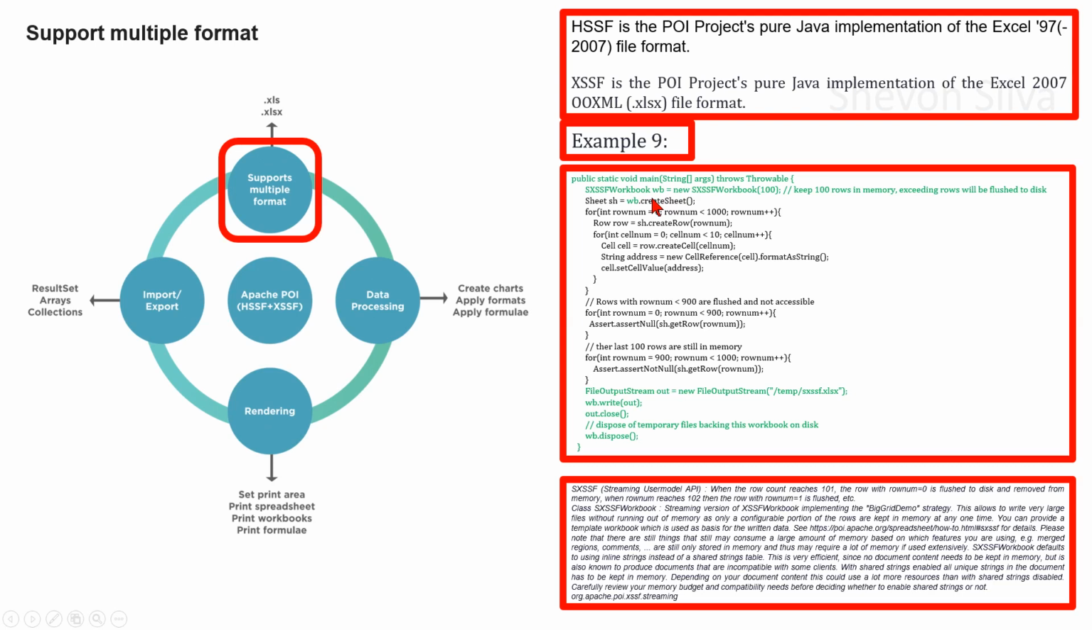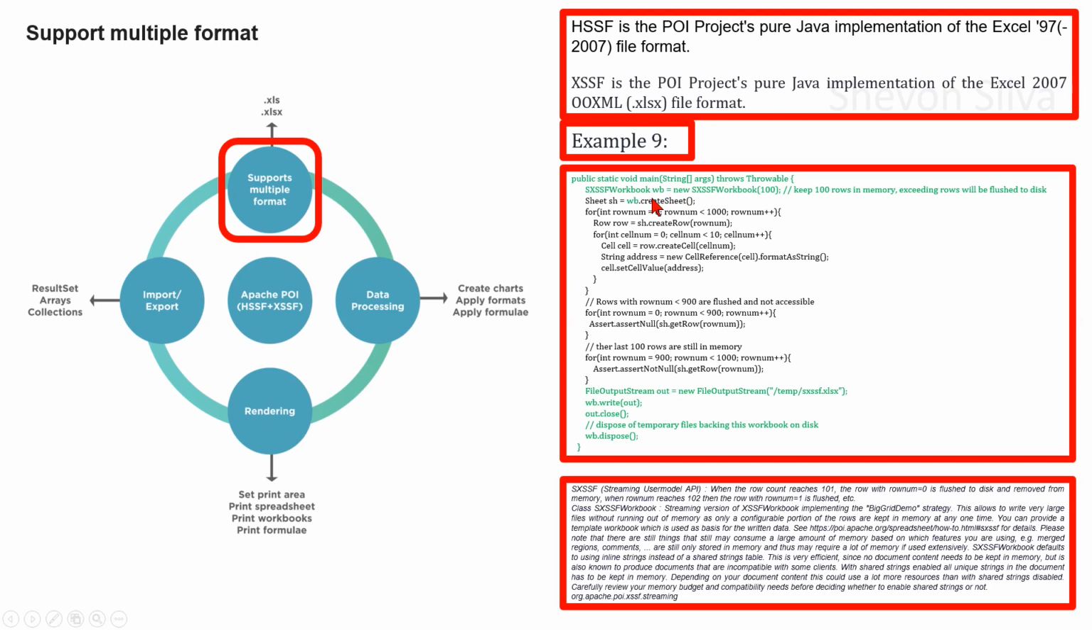Please note that there are still things that may consume a large amount of memory based on which features you are using. For example, merge regions commands are still only stored in memory and thus may require a lot of memory if used extensively. SXSSFWorkbook defaults to using inline strings instead of shared string table. This is very efficient since no document content needs to be kept in memory, but is also known to produce documents that are incompatible with some clients.